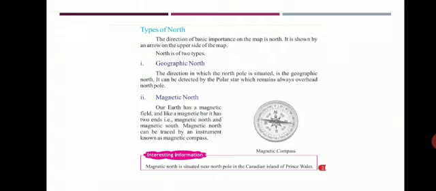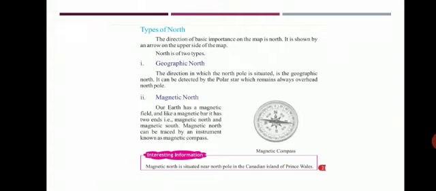of north. What are the types of north? Remember one thing, the direction north is very important. North is a very important direction on the map. It is shown by an arrow on the upper side of the map. And there are two types of north: geographic north and magnetic north.